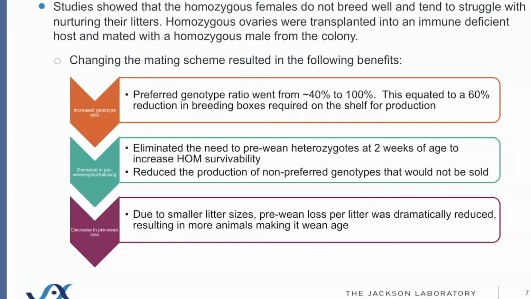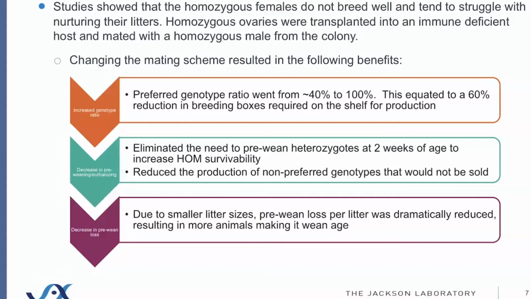And by doing this, we had 3 big key benefits from it. The biggest one is the preferred genotype ratio went from 40% to 100%. This equated to approximately a 60% reduction in breeder boxes required to produce our target. That's huge as far as colony management is concerned.